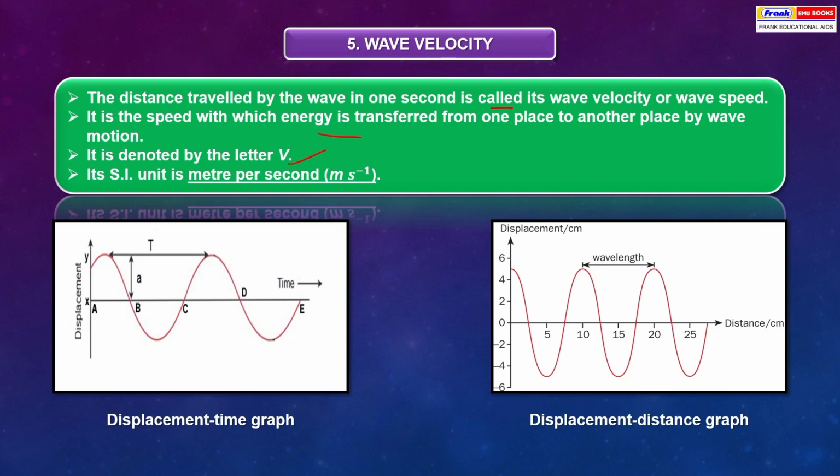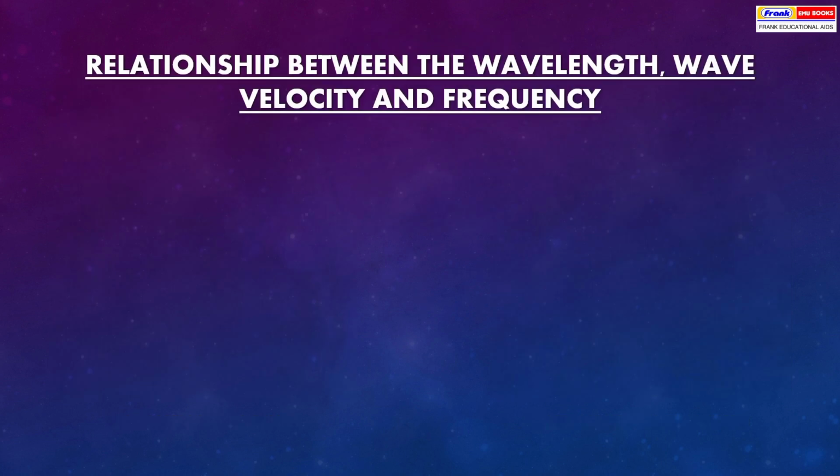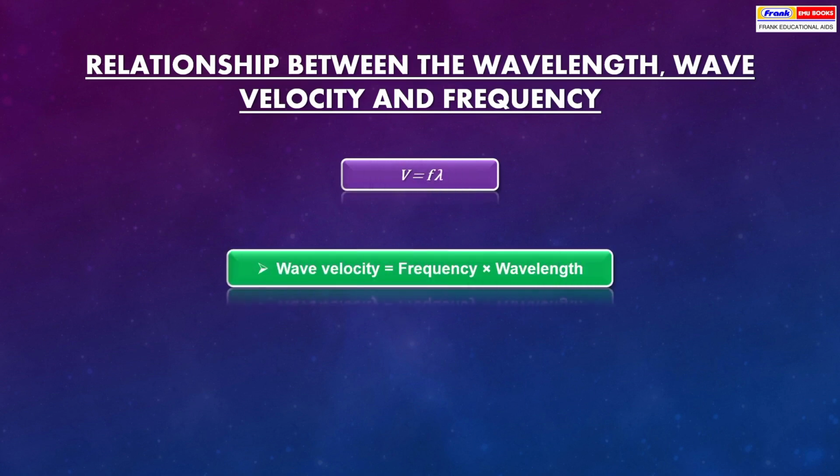Here we can see the displacement time graph of a sound wave. Then we have a relationship between the wavelength, wave velocity and the frequency. v equals f lambda, where v is wave velocity, f is frequency and lambda is wavelength.